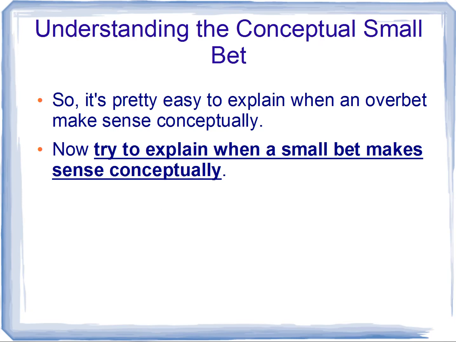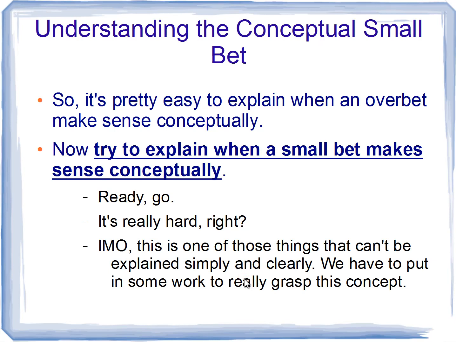Okay, but now try to explain when a small bet makes sense conceptually. So try to explain when it makes sense conceptually to bet 1/6 of the pot. All right, ready? Go. So pause and explain conceptually when a 1/6 pot size bet would be best. It's really hard, right? It's not even something that I feel like I understand it pretty well at this point, and it's not something I could do quickly.